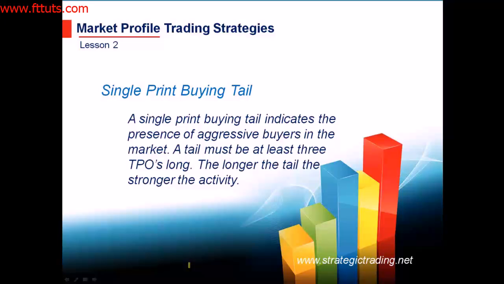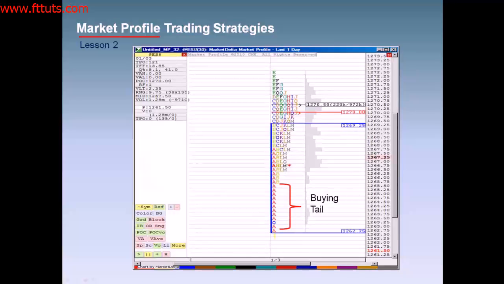The answer is aggressive buyers are always buying at the ask. They are aggressive. They'll buy at any price they can get. This is what a single print buying tail is telling us: aggressive buyers are in the market and they're buying at the ask. Look at what happens when that takes place. We get this nice little tail that you see here. They're gobbling up the prices, and it takes us upwards with the price movement. That's what a buying tail looks like.